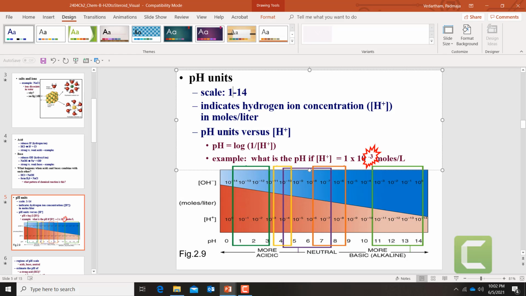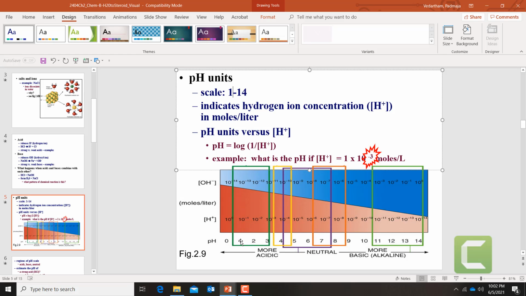What does that mean? So we have pH 1 to 14. So this is 10 times more than the next number. Meaning, suppose we have pH 1 and pH 2.